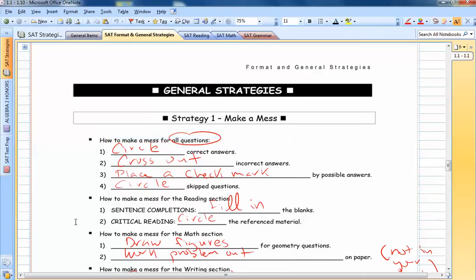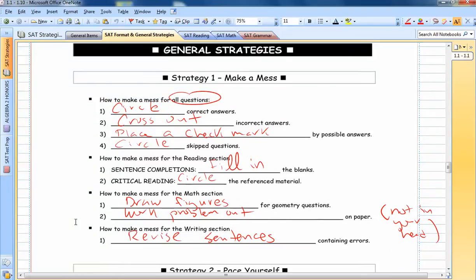So a way you could apply the strategy for all questions: circling correct answers, crossing out incorrect answers, placing a check mark by possible answers, and circling skipped questions. These are all things you can do for any question on the SAT or PSAT. You might already be using this strategy, which is great. If you don't, I'd encourage you to try it. Basically, what I'm asking you to do is to transfer anything that you've worked in your head down to paper.